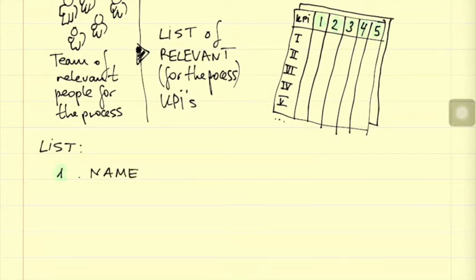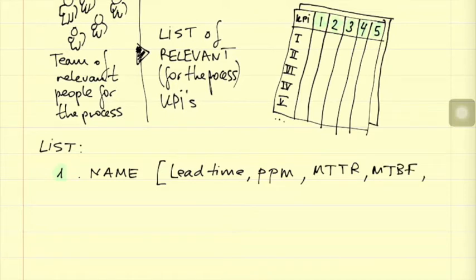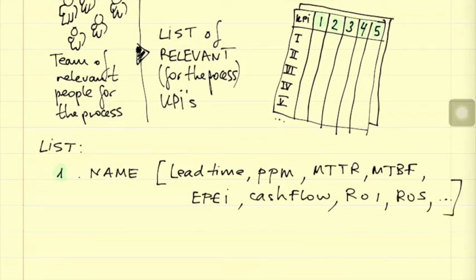Examples: lead time, ppm, parts per million, or mean time to repair, mean time between failures, or EPI, or I don't know, cash flow, return on investment, return on sales, whatever you want to think about. Okay.